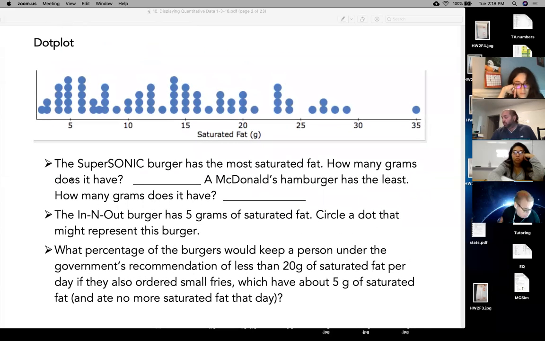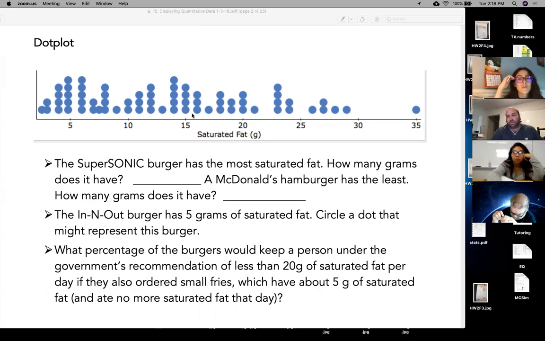What percentage of the burgers would keep a person under the government's recommendation of less than 20 grams of saturated fat if they also ordered small fries, which have about 5 grams of saturated fat? So if the fries have 5 grams of saturated fat and they've got to stay under 20, then what's the most that their hamburger can have? 15 grams. So when they say what percentage of hamburgers would have that, it's everything 15 and under.